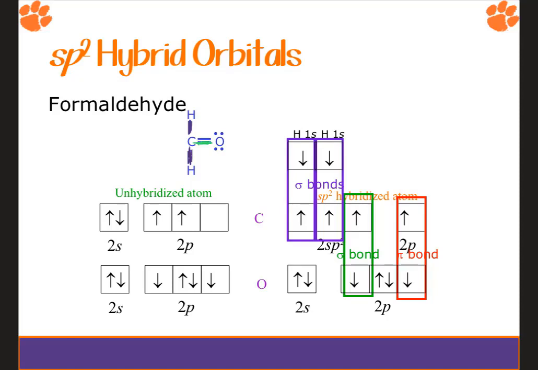And then that unhybridized p orbital is going to come together to make your pi bond. All right, so that's going to be your pi bond right here. All right, so we've got a sigma, a sigma, a sigma down here, and a pi bond here. All right, so it can get kind of messy, but once you just try to diagram it out, you can usually get to where you need to go.